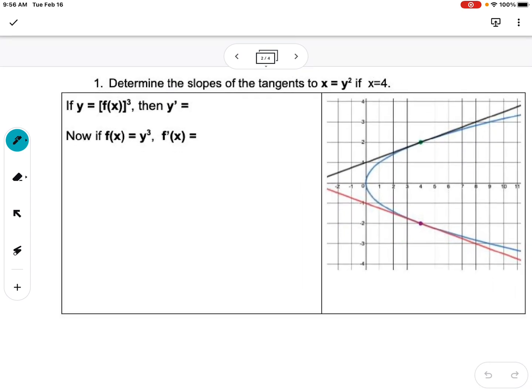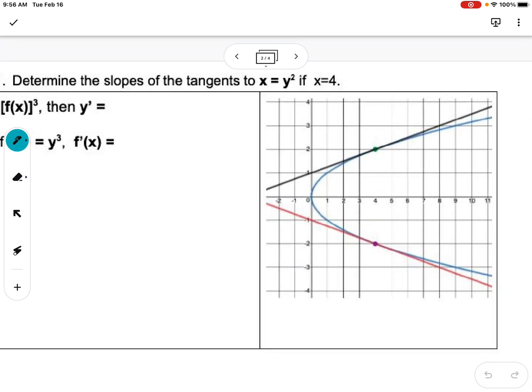So what we're going to do now is take a look at the equation x equals y squared, and we're going to look at tangents at x equals 4. And of course, we'll get 2 tangents here because there's 2 branches to the curve.